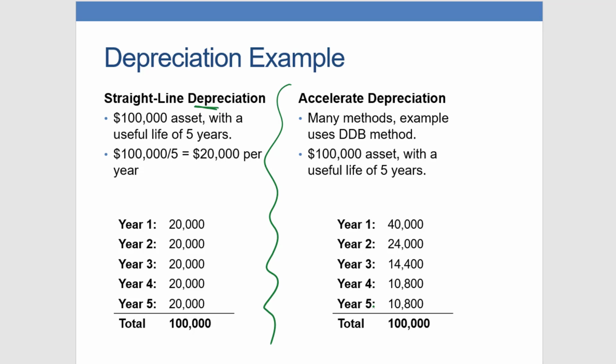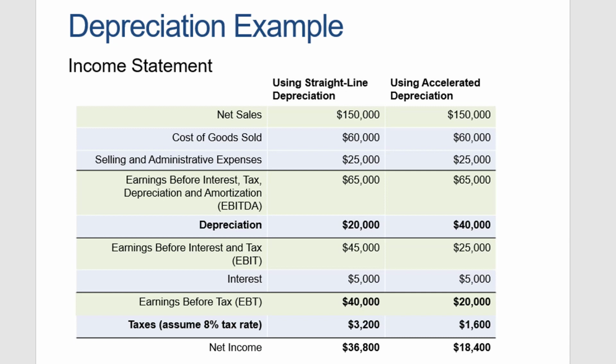It's interesting because if we wanted to see what this looks like on our income statement, remember that this is the same company with the same sales and the same cost of goods sold, the same everything. The only difference is they have that $100,000 item and they depreciated it in 2 different ways. In the first way, they depreciated $20,000, and in the second way, they did $40,000.